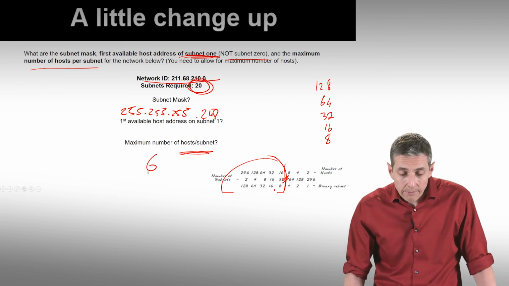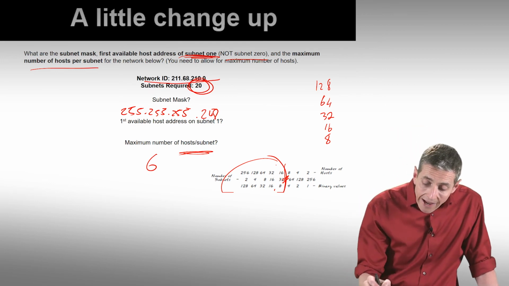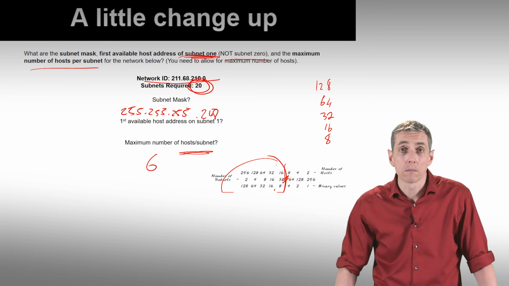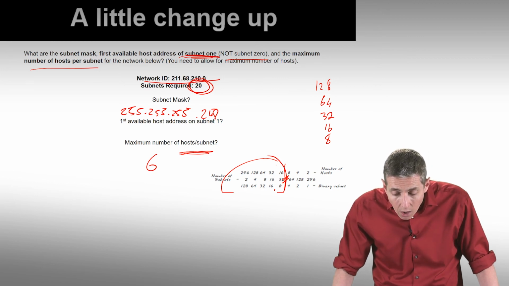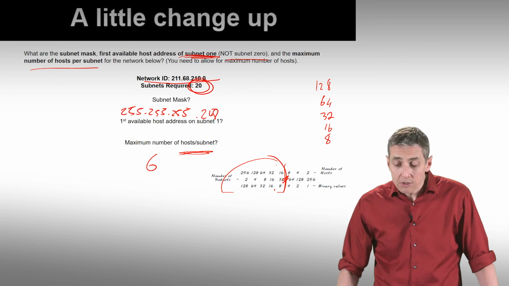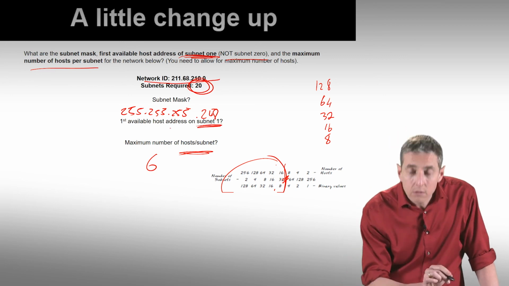Okay, that's the maximum number of hosts for each of these subnets. Said subnets required, I had to give 32. The maximum number of hosts in these is going to be 6. Okay, the last one is, what's the first available host on that subnet? Okay, that's what we're looking for here. So remember now, we're looking for the first available host on subnet 1.